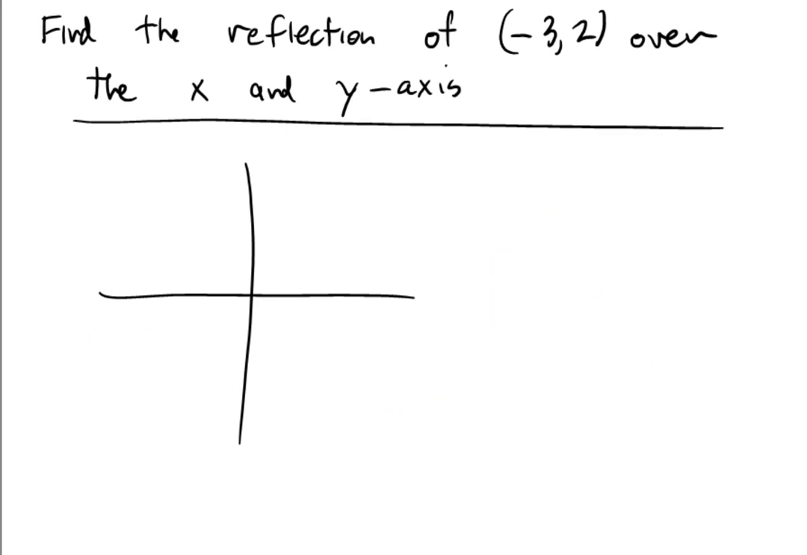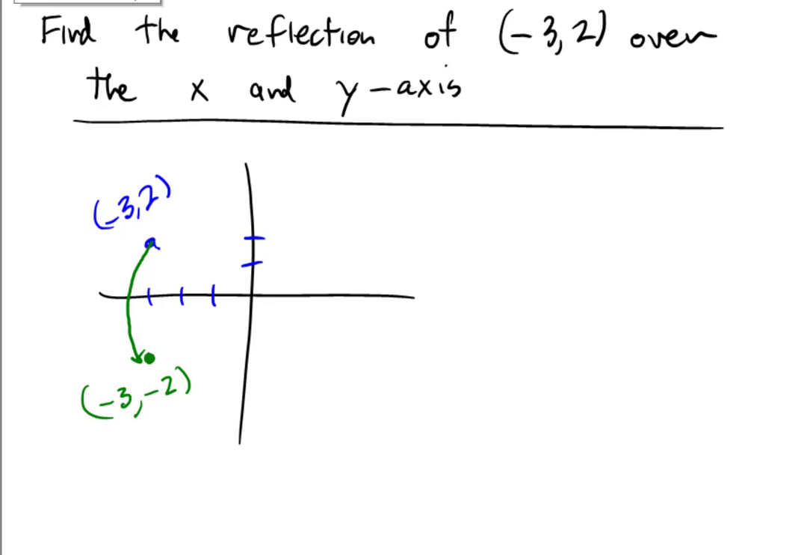Assuming you paused and tried this on your own, let's do it together and see if you got the right answers. Left 3, up 2, there's our initial point, (-3, 2). As a reflection over the x-axis, we're going to come down here, which puts us at the same x-coordinate, opposite y-coordinate.